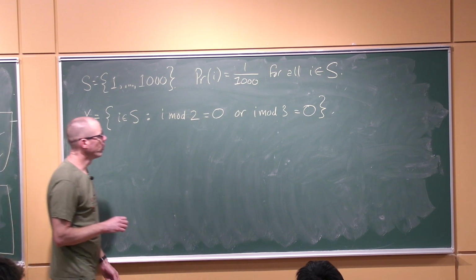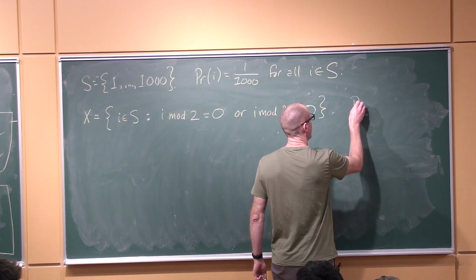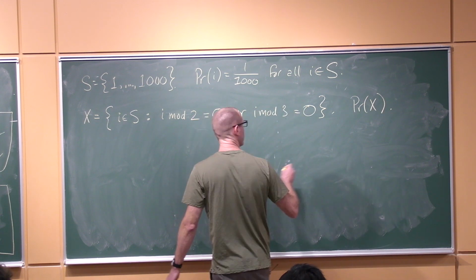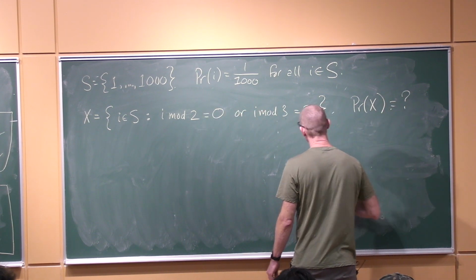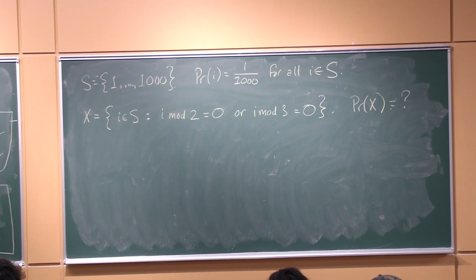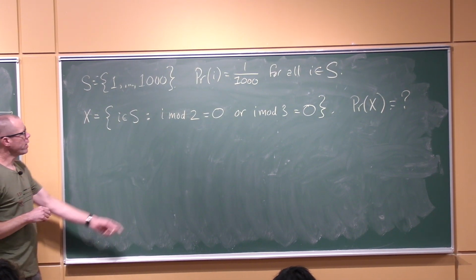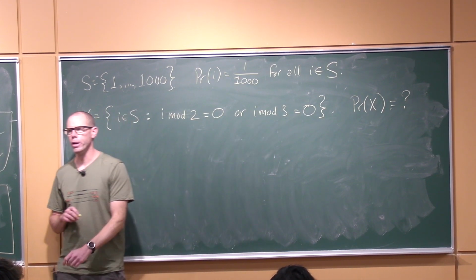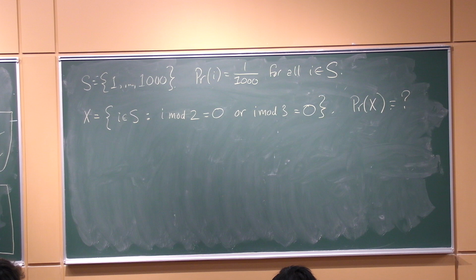And I would like to know, what is the probability of X? So I pick a random integer between 1 and 1,000, and I want to know what's the probability that it's divisible by 2, or that it's divisible by 3. So how would we attack this? Yep.